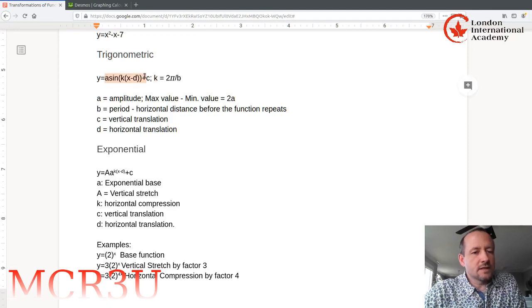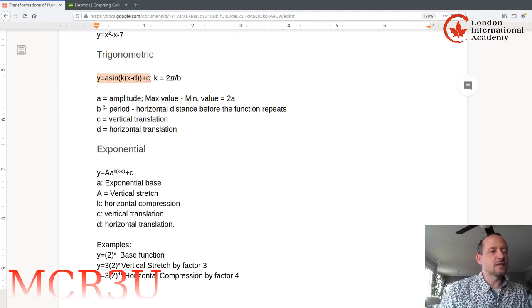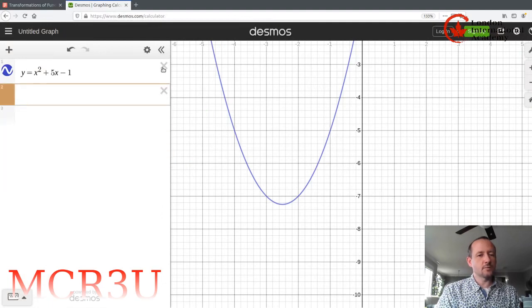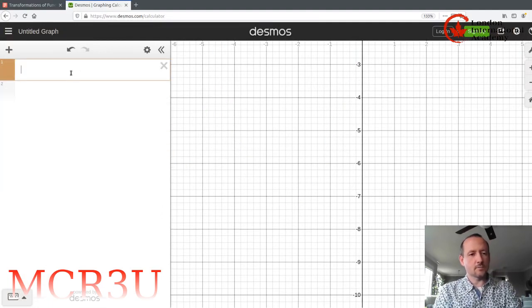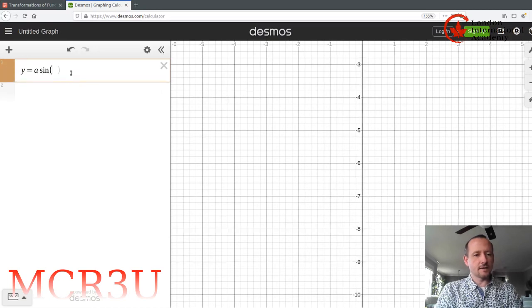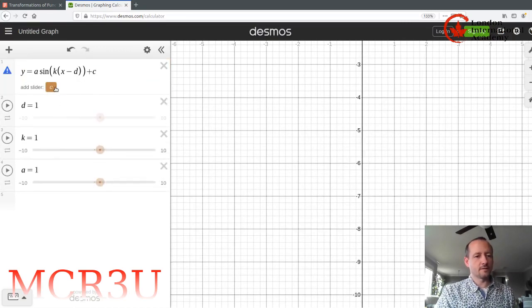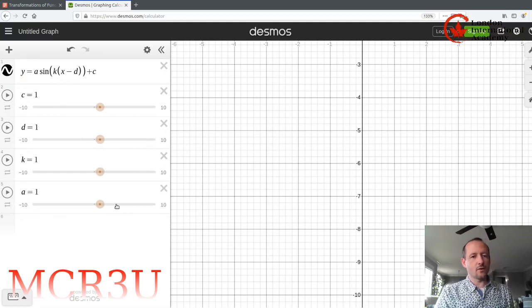So instead of using B, we use K, and K is basically 2 times pi divided by B. So I'm going to put this into the Desmos, and we'll have sliders for A, K, C, and D, and we'll see what happens to our sinusoidal function. So in this case, we're doing all of the transformations together. We'll explore them one at a time. I'm just going to put them together to give you a big picture of where we're going. So let me just erase the previous functions here. Let's try this. Y equals A times sine of K times X minus D plus C. And we'll put a slider in for each one. There we go.